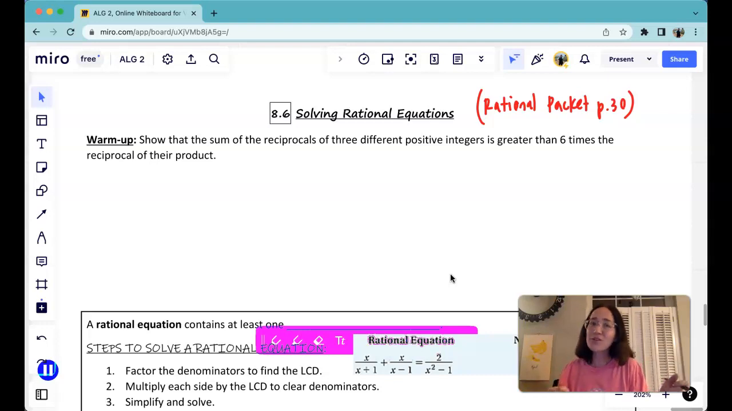Today, we get to put to good use all of the skills we've been working on with rational expressions and use them to solve rational equations. So get excited, get ready, get out your rational packet, and join me on page 30 to take some notes.